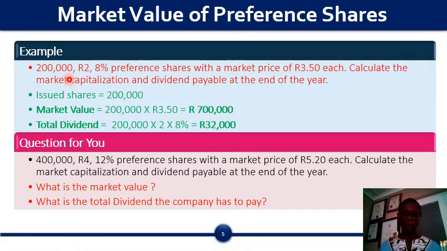So let's do an example. 200,000, 2 Rand, 8% preferences with a market price of 350. Calculate the market capitalization and the dividend payable at the end of the year.